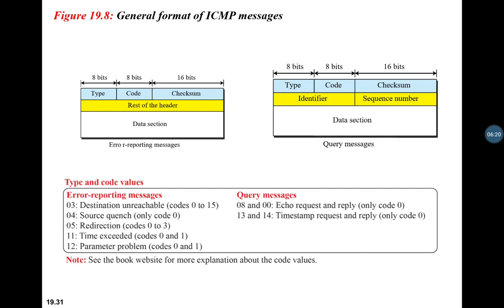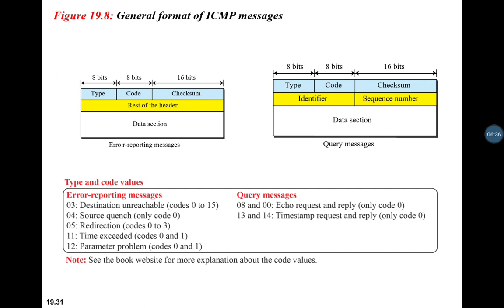Then we have a checksum field which is common. Later we will see how to calculate the checksum. And the remaining 4 bytes in the header are specific for each message type. So in the case of a query, there is an identifier and a sequence number, which we'll see later.